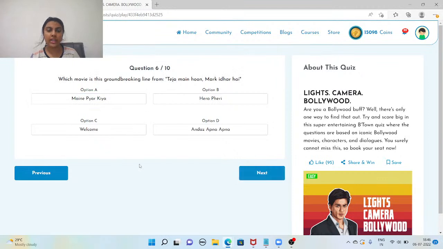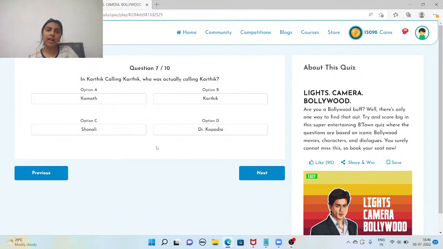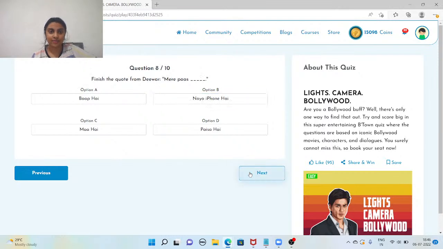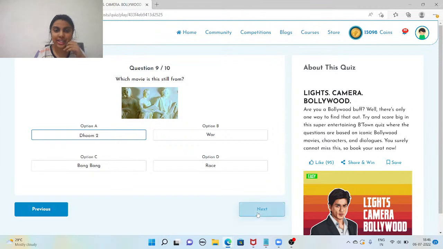Kajol played it. Which movie had this groundbreaking line from Teja, main hoon, Mark idhar hai? Maine Pyaar Kiya, Hera Pheri, Welcome, Andaz Apna Apna. I think Hera Pheri, but I'm not too sure about this one. In Kartik Calling Kartik, who was actually calling Kartik? I have not seen this movie, let's just go with Kartik. Finish the quote from Deewar. Mere paas naya iPhone hai, paisa hai, maa hai, baap hai. Maa hai, of course maa hai, maa ke pairon ke neeche jannat bhi hai. Which movie is this still from? Dhoom 2, War, Race, Bang Bang. Dhoom 2, this is a very gorgeous Greek god figure, Hrithik Roshan right at the center.